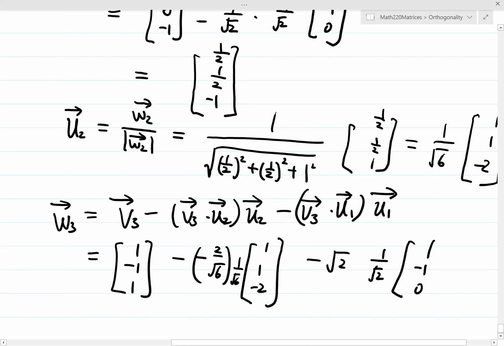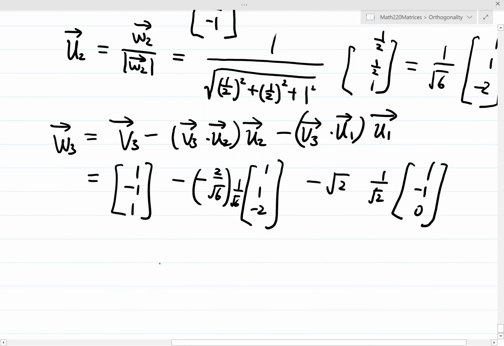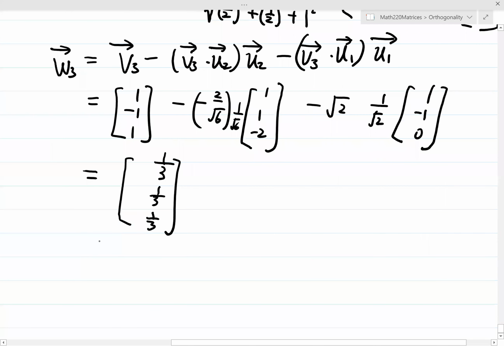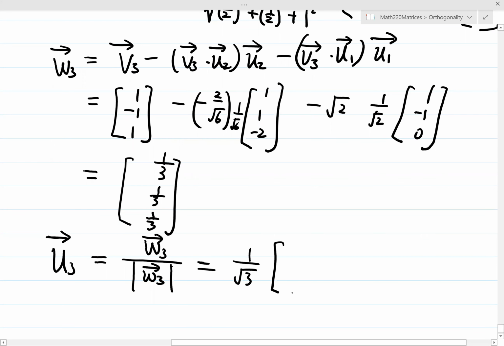So finally you get 1/3, 1/3, 1/3. Then you normalize W3 by its norm to get U3. So finally you get 1 over root 3, 1, 1, 1. You can check that these are indeed the three vectors.